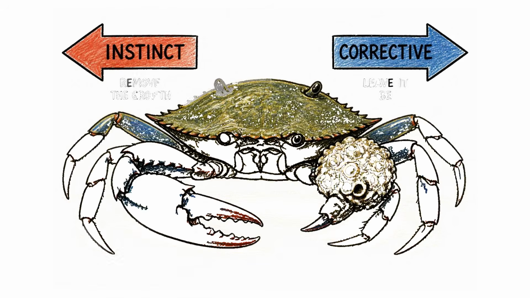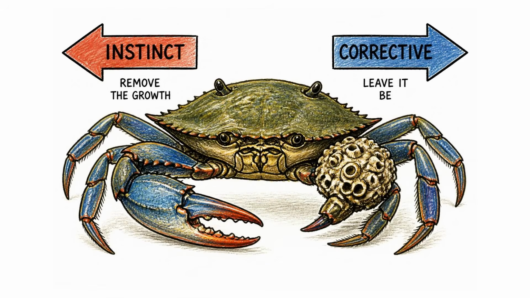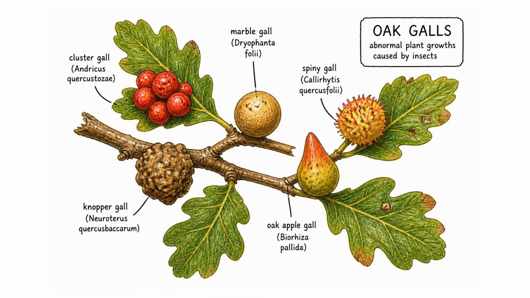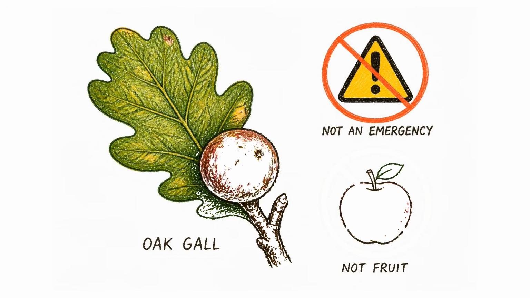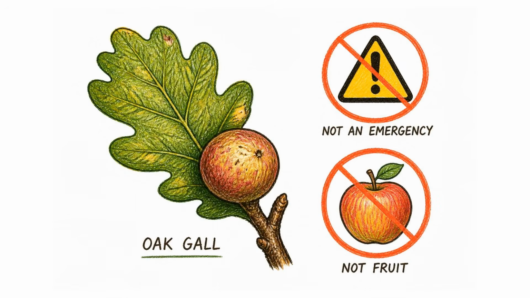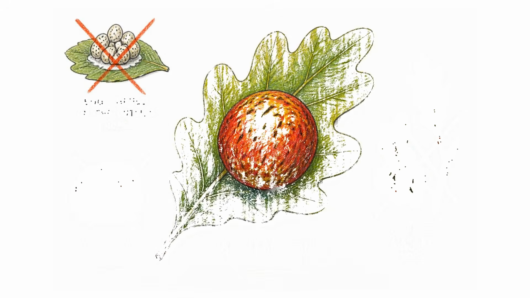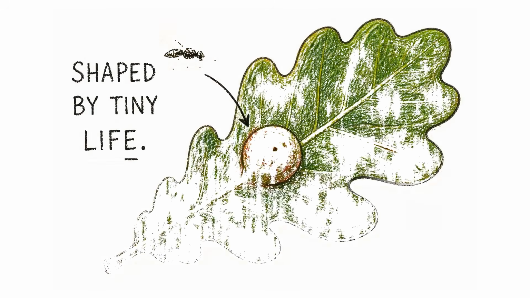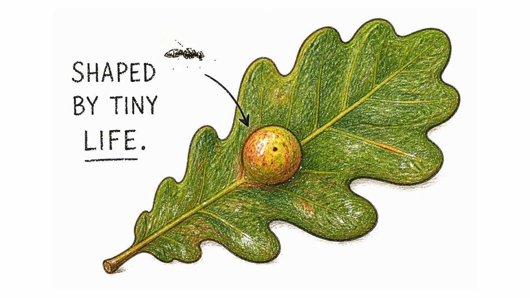But that first instinct is usually pointed in the wrong direction. Most of these growths are oak galls, and on healthy established oaks, many of them are not the emergency they appear to be. They are not fruit. They are not eggs glued onto the outside. They are not some random tumor the tree produced by mistake. They are plant tissue, made by the oak itself, but shaped under the influence of something much smaller.